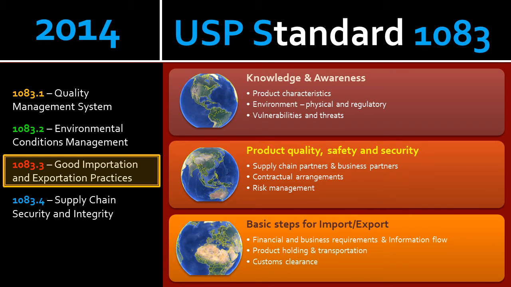Importation and exportation in the international procurement and sales of materials and products involve supplier, customer, freight forwarders and carriers, and customs. The basic steps for importation and exportation could be summarized as business requirements, financial requirements, and the flow of information, material or product holding and transportation, and customs clearance and duties and port authorities charge.